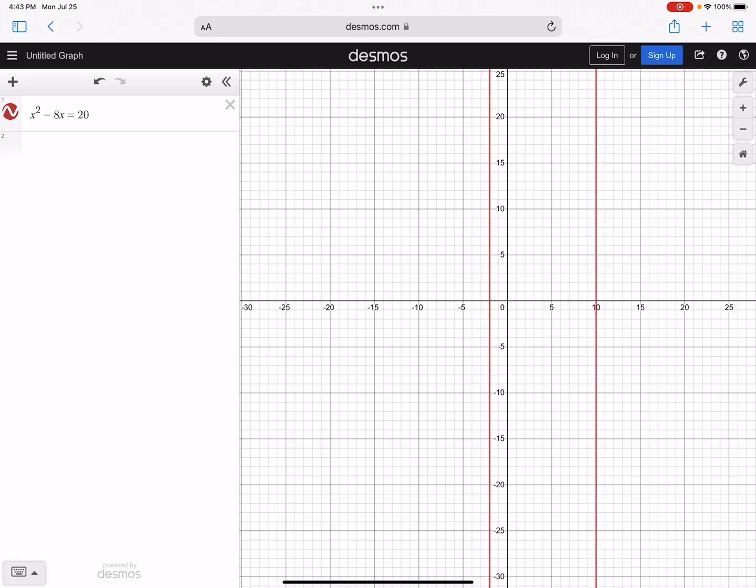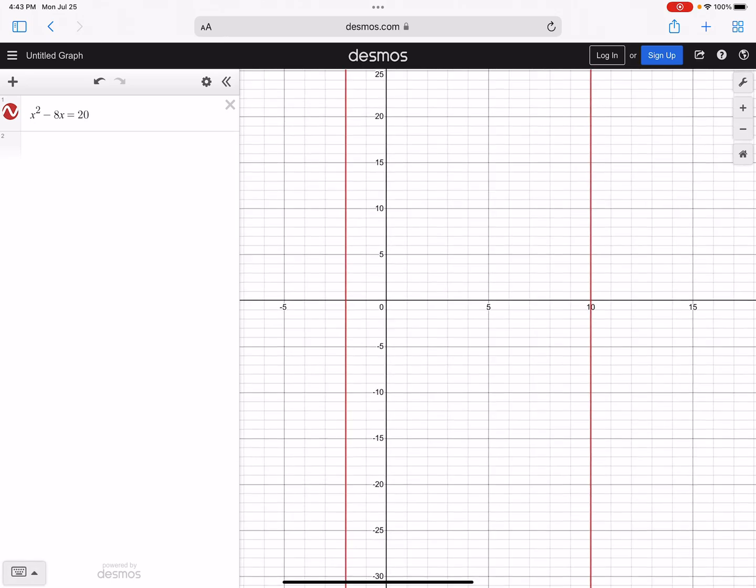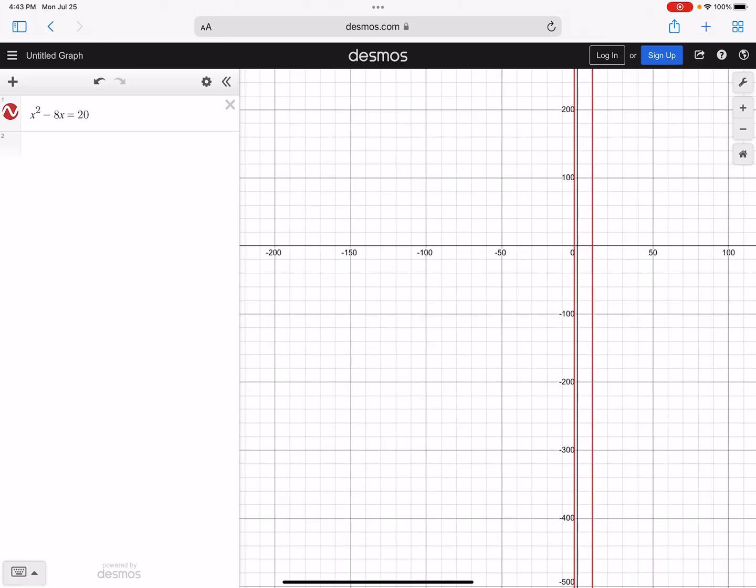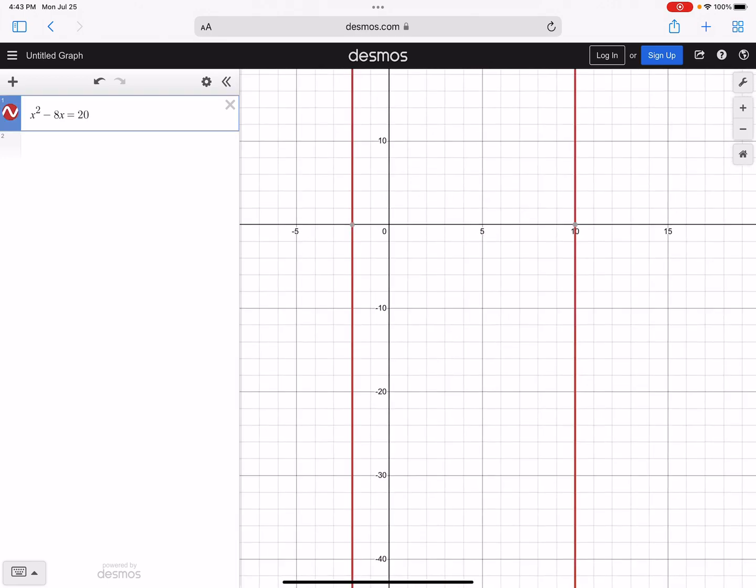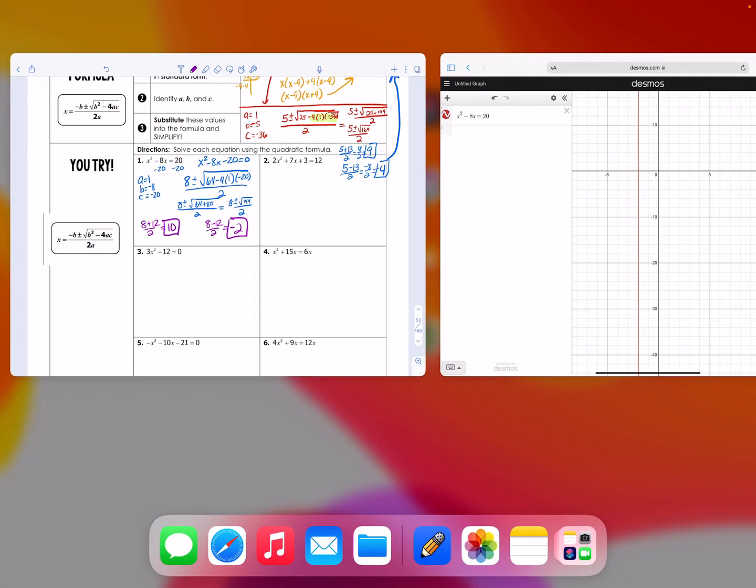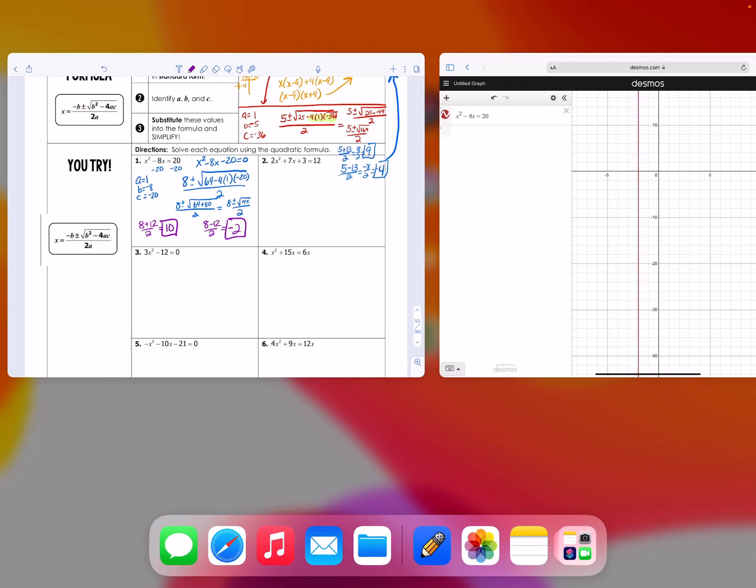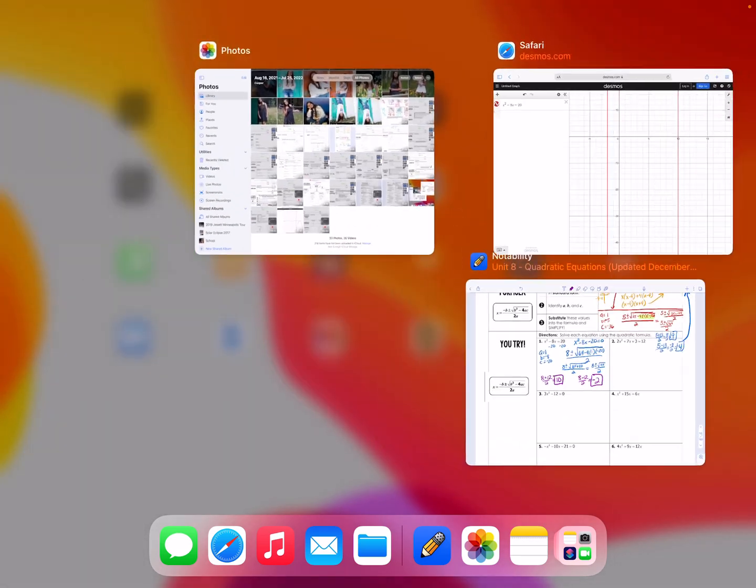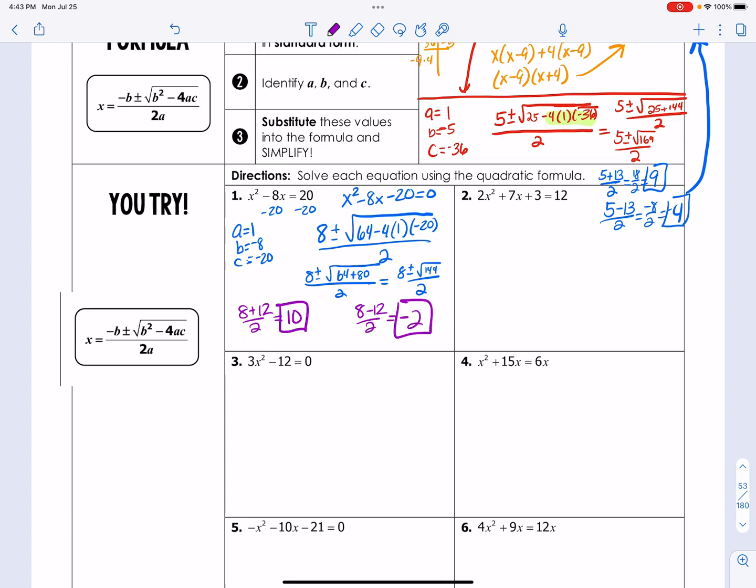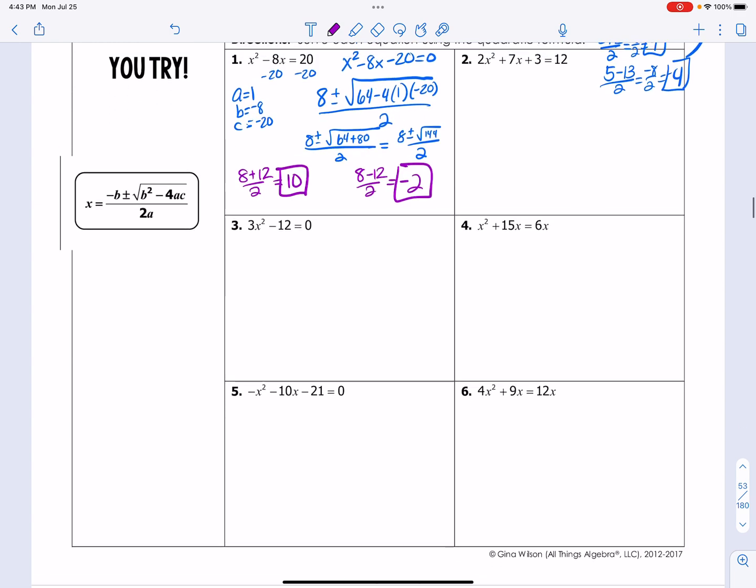Okay, so if I zoom out a little bit, I'll just zoom out. So it hits at negative 2 and a positive 10. And what did I get in purple for the answer? Negative 2 and a positive 10. Okay, so it's just another way of finding where it hits the axis.